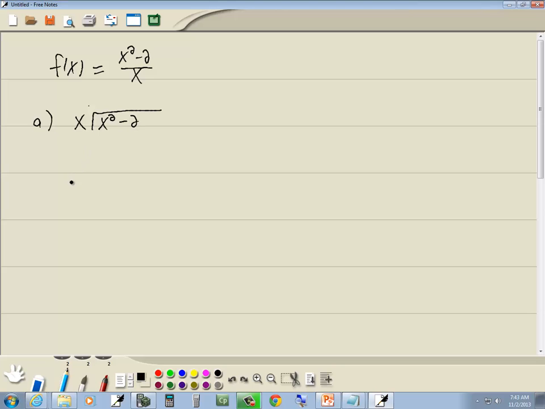Now we're going to rewrite that because we're missing one of our terms. We're missing the 0x. Remember, if you're missing any powers, then you have to put 0 placeholders. Now, we're going to go through our long division.